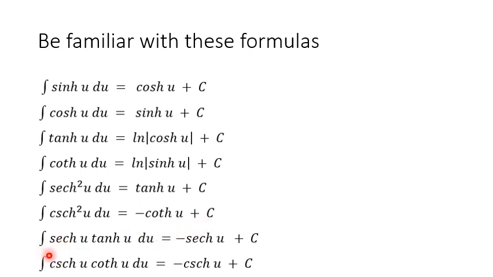So if we will have integration of hyperbolic secant u times hyperbolic tangent of u du, this is equal to negative hyperbolic secant u plus c. And if we have integration of hyperbolic cosecant of u times hyperbolic cotangent of u du, this is equal to negative hyperbolic cosecant u plus c. So these are the formulas that you need to be familiar with in evaluating hyperbolic functions. So now let's proceed to some examples.